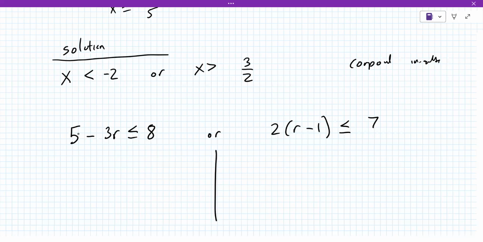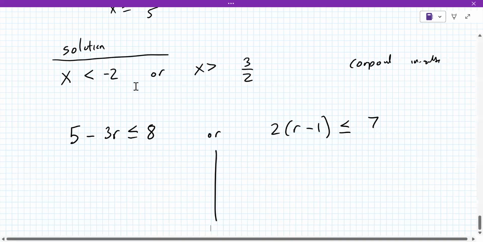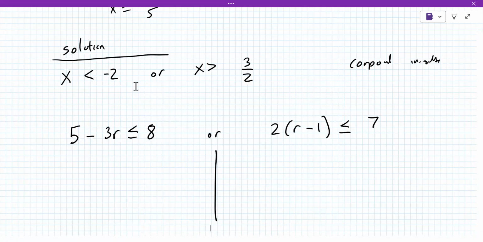And then do you leave the fraction as an improper fraction? Yeah, you don't generally convert them to mixed numbers anymore. Okay.